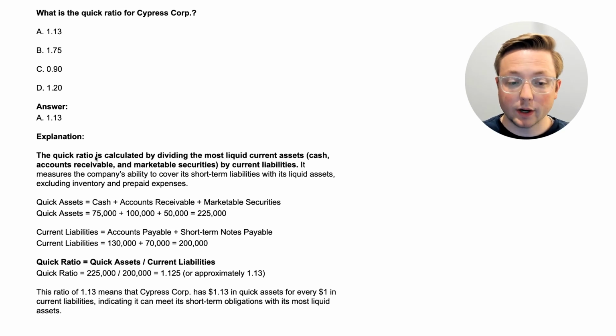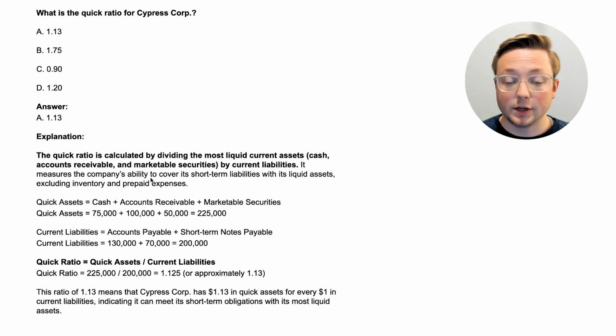So let's read through this. The quick ratio is calculated by dividing the most liquid current assets, so only the most liquid. So that would be cash, accounts receivable, and even marketable securities. And then you take that and divide it by the current liabilities. So current liabilities doesn't change from the current ratio to the quick ratio. It's the assets that you're focusing on in the quick ratio that's a little bit different.